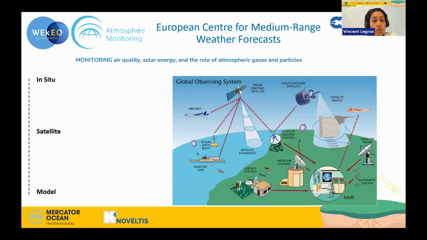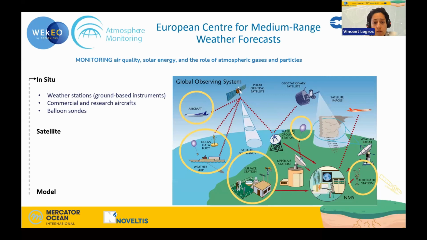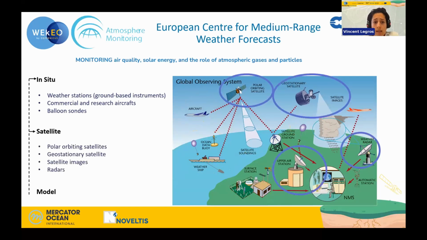For the Atmosphere Monitoring Service, the goal is to monitor, for example, the air quality, the solar energy, and the role of the atmospheric gases and particles. Again, they also provide in situ, satellite and model data, using different sorts of instruments and different techniques.